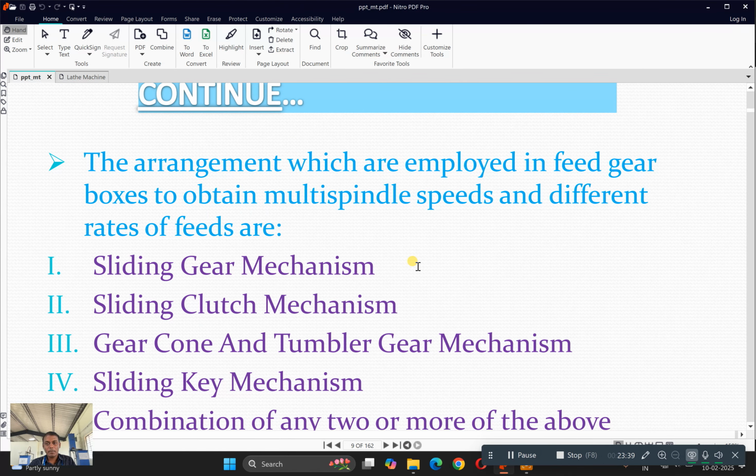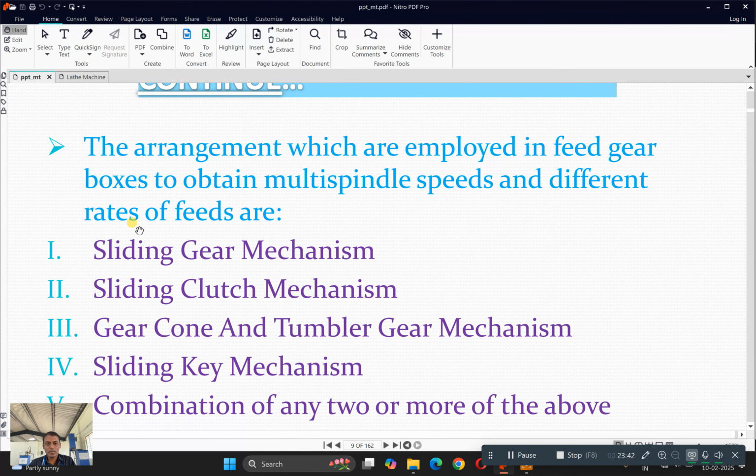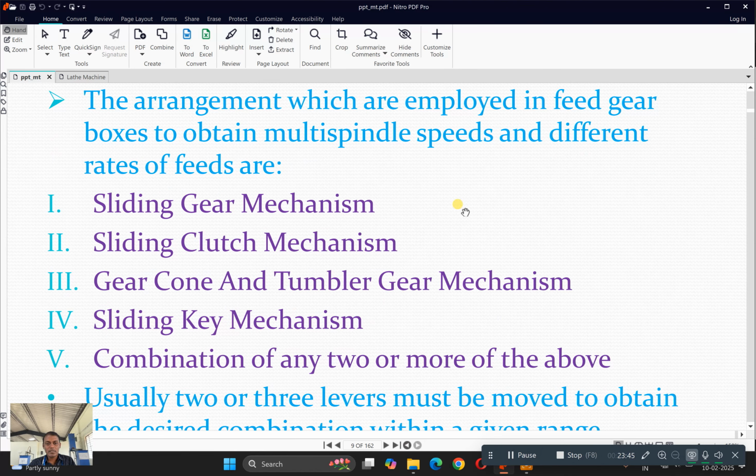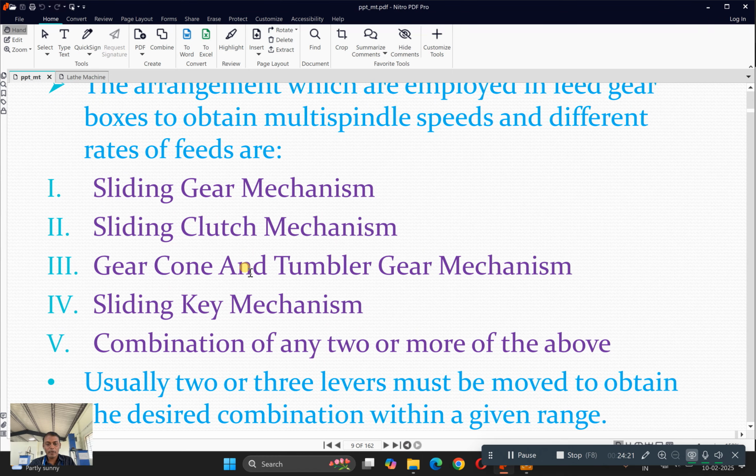So the arrangements which are employed in feed gear boxes to obtain multiple spindle speeds and different rates of feed include sliding gear mechanism, sliding clutch mechanism, gear cone and tumbler gear mechanism, sliding key mechanism, or a combination of any two or more of the above, okay. So these mechanisms are the ways in which we provide speed to your gear trains or gear boxes. What they have indicated is that a particular type of lathe may have, for example, a sliding gear mechanism to vary the speed, or a sliding clutch mechanism to vary the speed, or a combination of any of the two, or more than two, for providing the desired output.